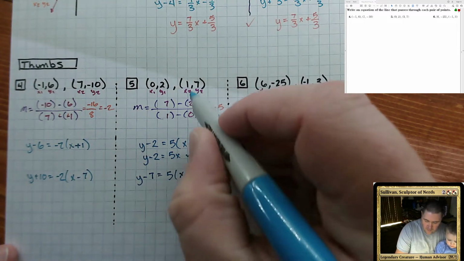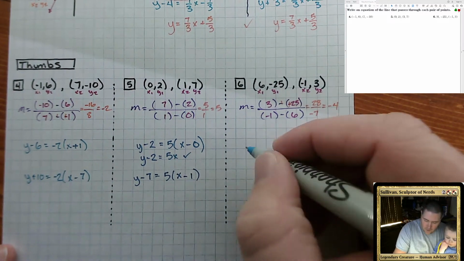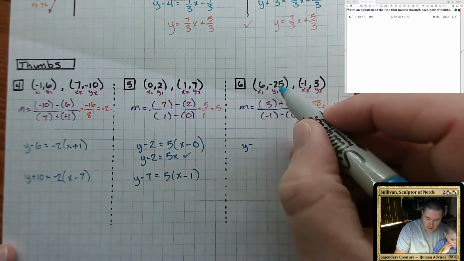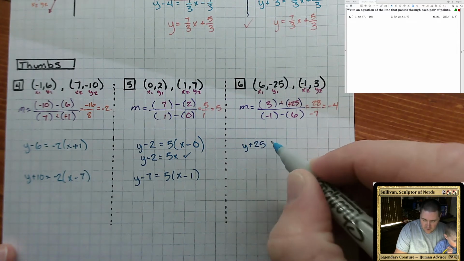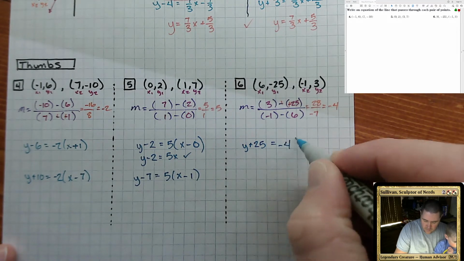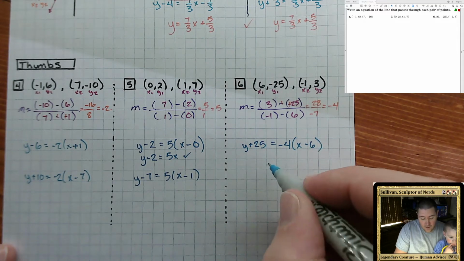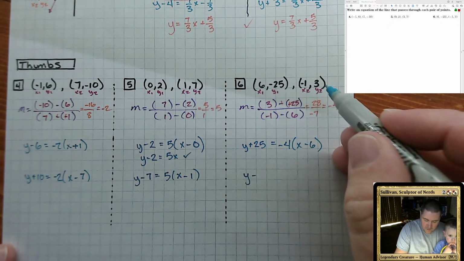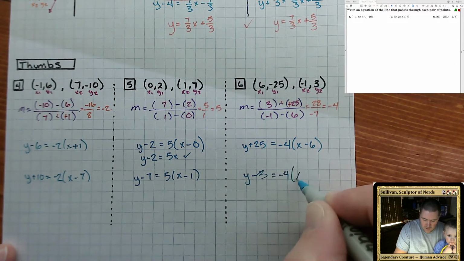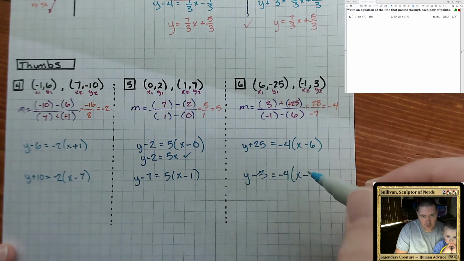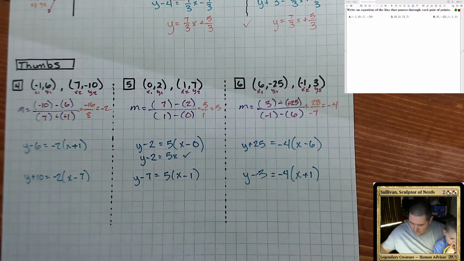X minus the x, 1, and just stays like that. Over here, y minus the y, so when I subtract a negative 25, it's plus 25, equals negative 4, x minus the x, 6. Or y minus the y, m, x minus the x. When I subtract a negative 1, I really add 1. So those are your 3.